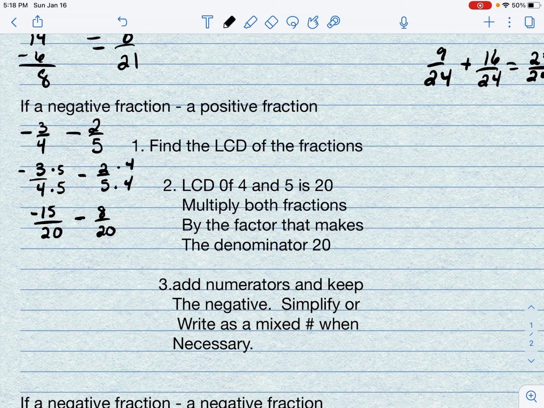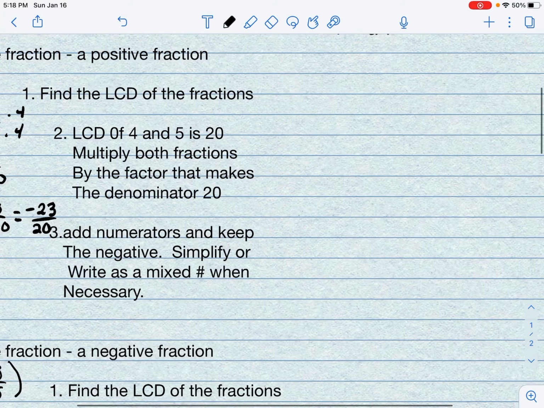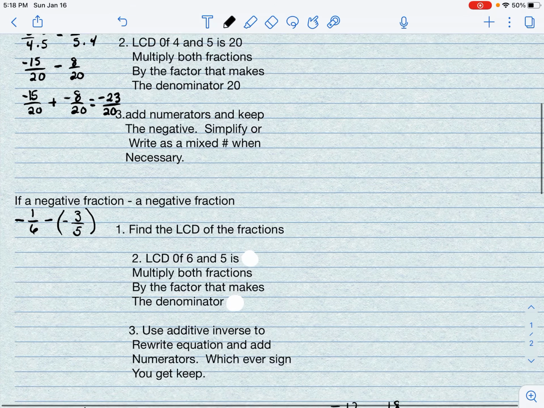8 over 20. Okay, if you want to rewrite this, you can: negative 15/20 plus a negative 8/20. So you'll notice we are adding 2 negatives. Therefore, we're going to add the numerators together and keep the sign. So 15 plus 8, and it's just going to be negative, so this is going to be negative 23 over 20. And that one is in simplest form. There's no common factor between 23 and 20.